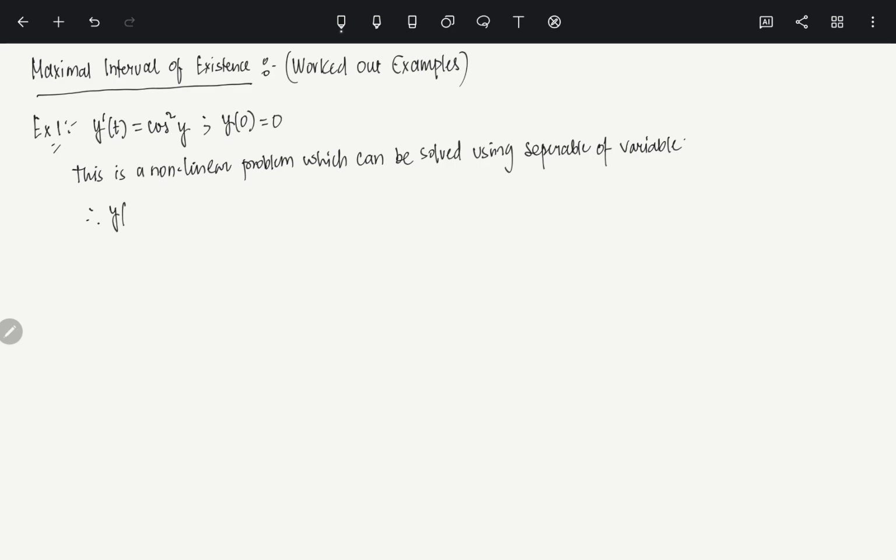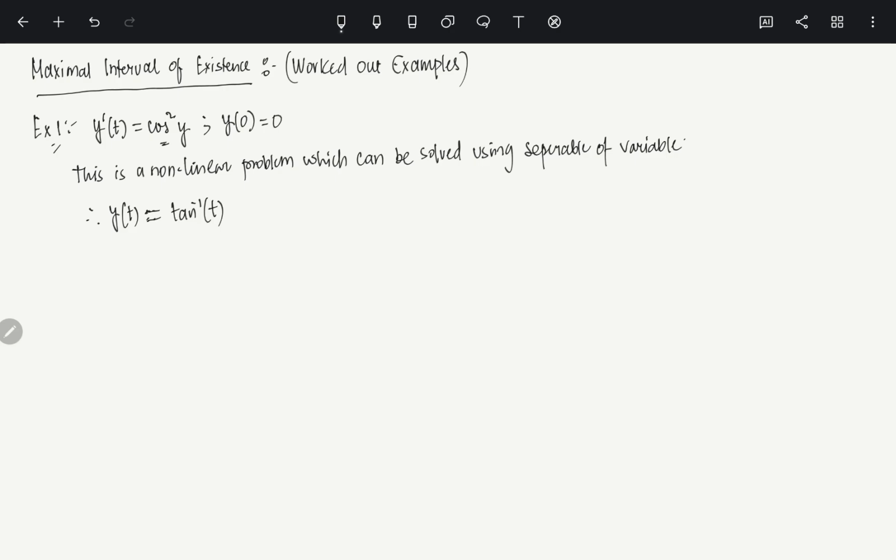Therefore, the solution which you are going to get, you have to check this part. This is easy. The solution is given by y(t) equals tan inverse t. Clear? Now, initially just by looking at the problem, we don't know what exactly the interval of existence is, because cosine square y is defined for all y, it's not a problem, and y at the point 0 is given to you.